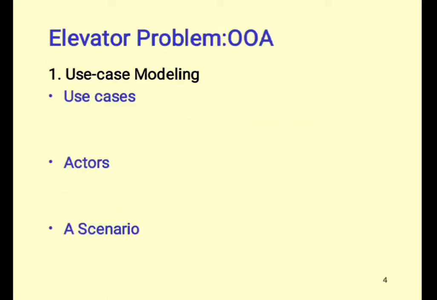Next is the elevator problem in object oriented analysis. Use case modeling consists of use cases, actors and scenarios. Use cases describe the behavior of the system as seen from the actor's point of view, whereas actors are the external entities that interact with the system, like system admin, bank customer, bank teller, or a central database, etc. A scenario is a concise description of how an actor may interact with the system. A scenario is an instance of a use case.